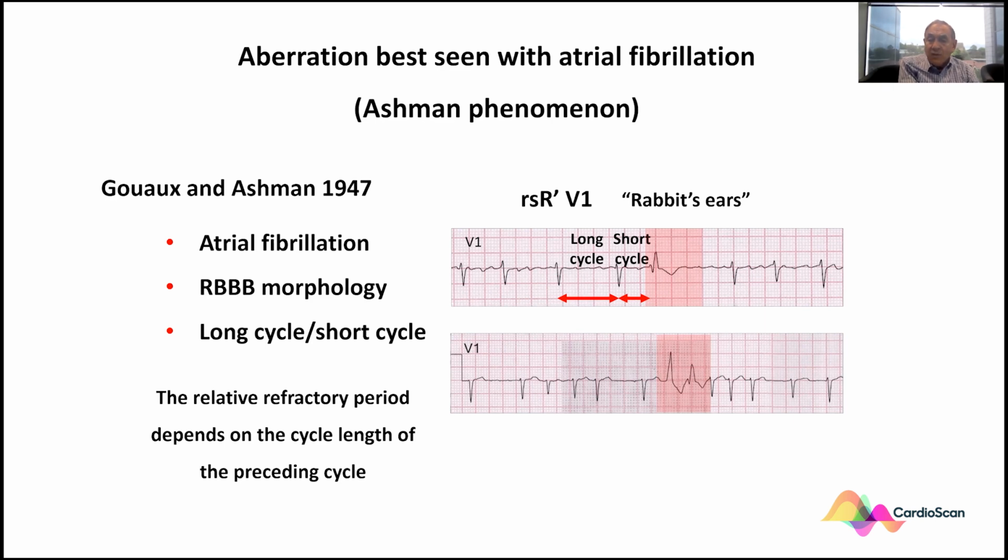The long cycle does set up the refractory period of the QRS immediately before the aberration. So that is why the long cycle makes the action potential a little longer and allows therefore a short cycle QRS to come out as aberration. You can see this in both of the cases.